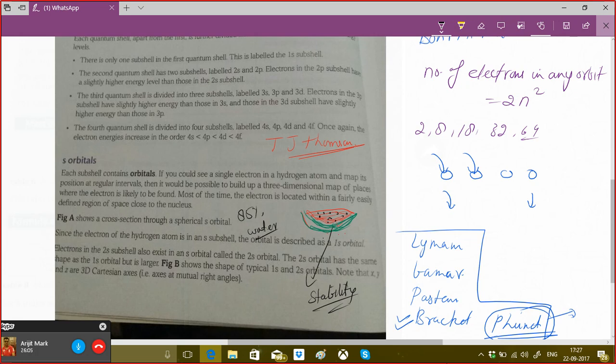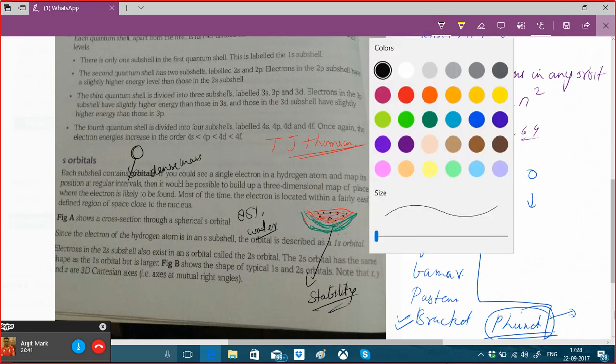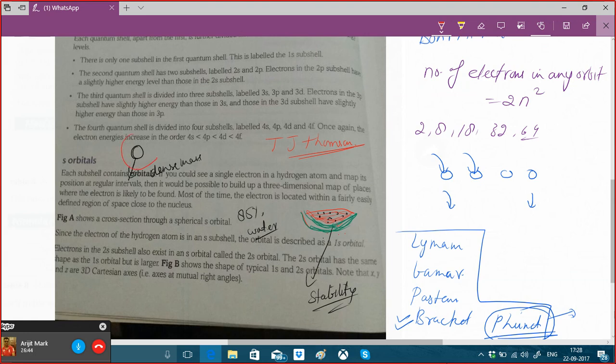Actually, the science world asked him a question. You are saying that at the center there is a dense mass, because at that time, in the time of Thomson, there was no discovery of proton or neutron. Thomson was the first person who discovered the electron. So Thomson explained that there is a dense mass at the center. The electron used to revolve around that.